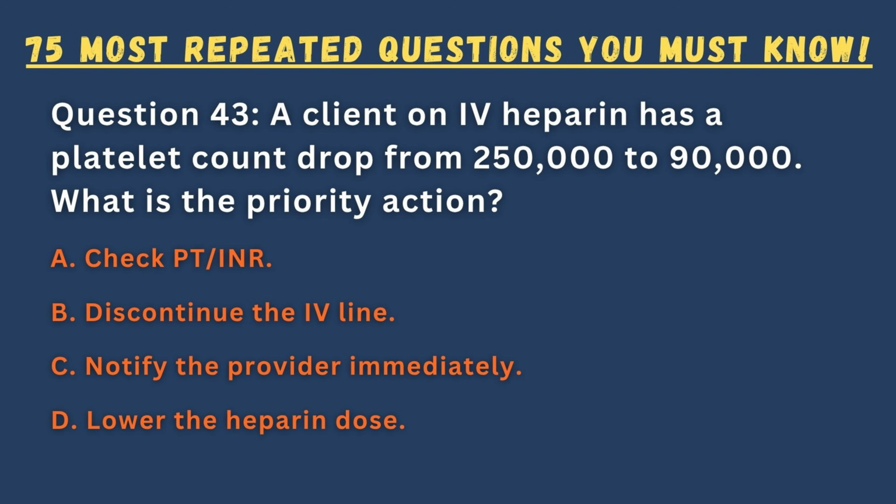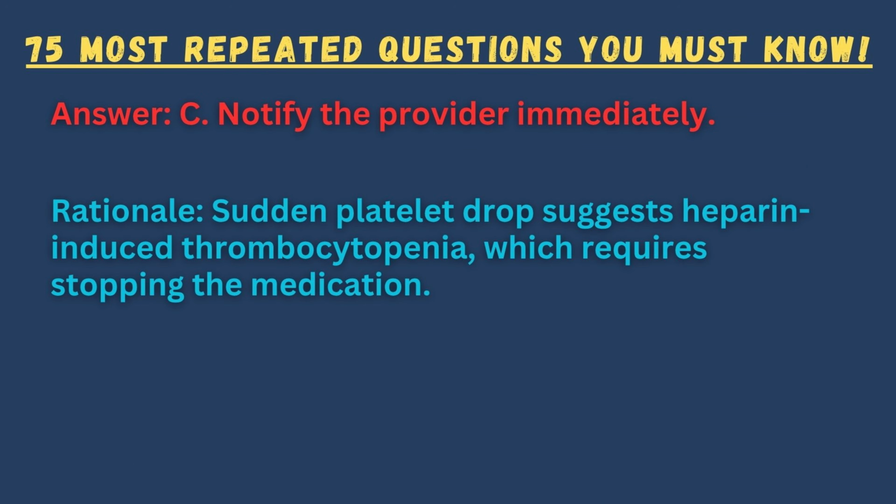Question 43. A client on IV heparin has a platelet count drop from 250,000 to 90,000. What is the priority action? A. Check PT/INR. B. Discontinue the IV line. C. Notify the provider immediately. D. Lower the heparin dose. Answer. C. Notify the provider immediately. Rationale. Sudden platelet drop suggests heparin-induced thrombocytopenia, which requires stopping the medication.